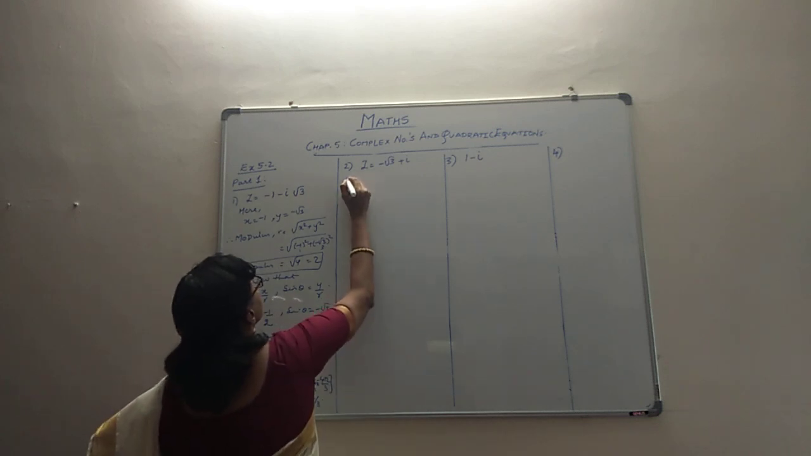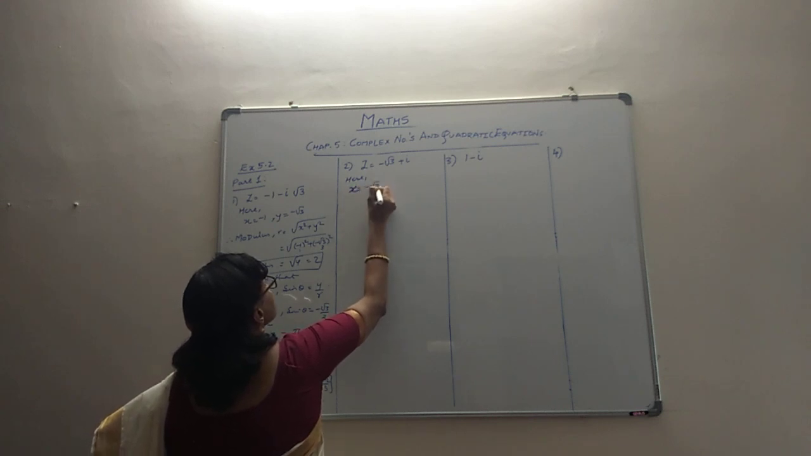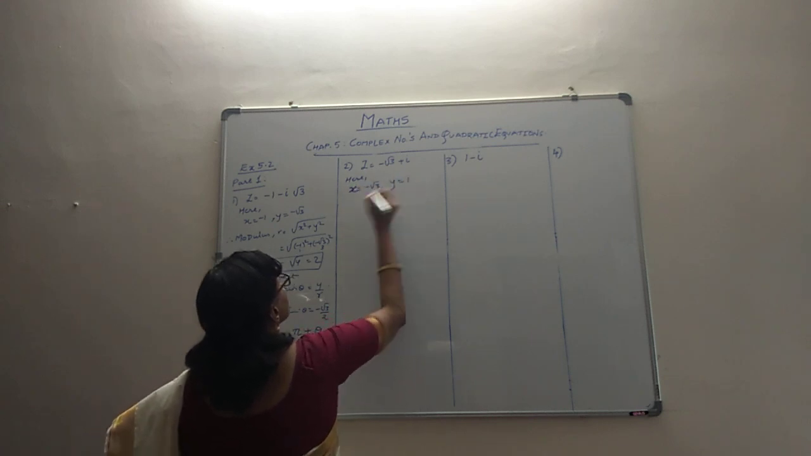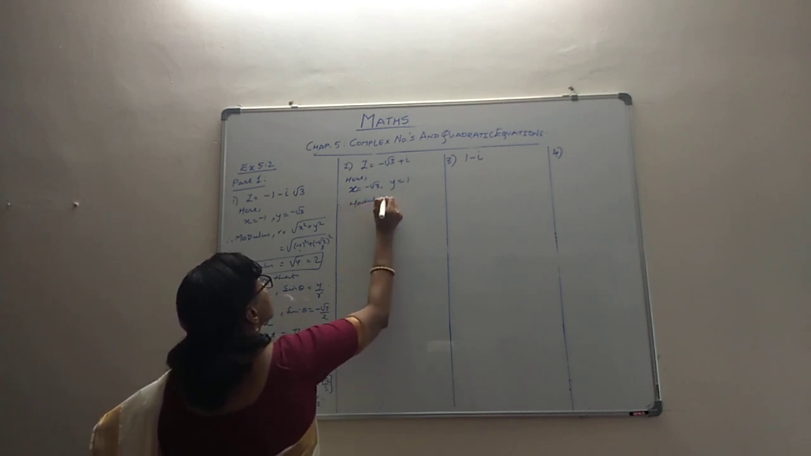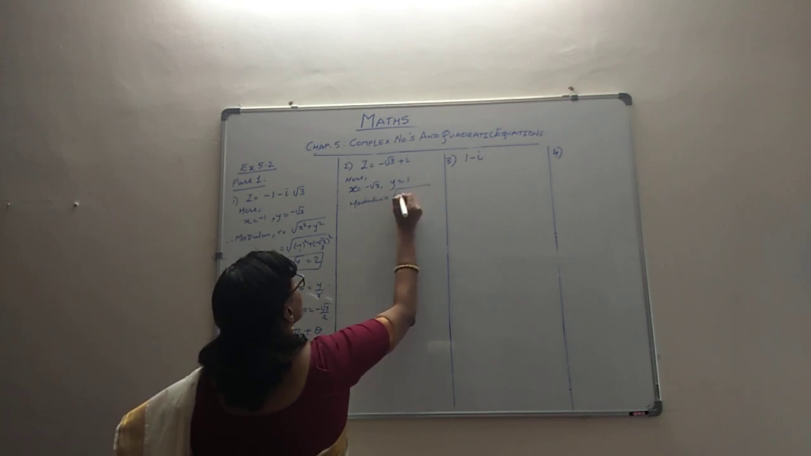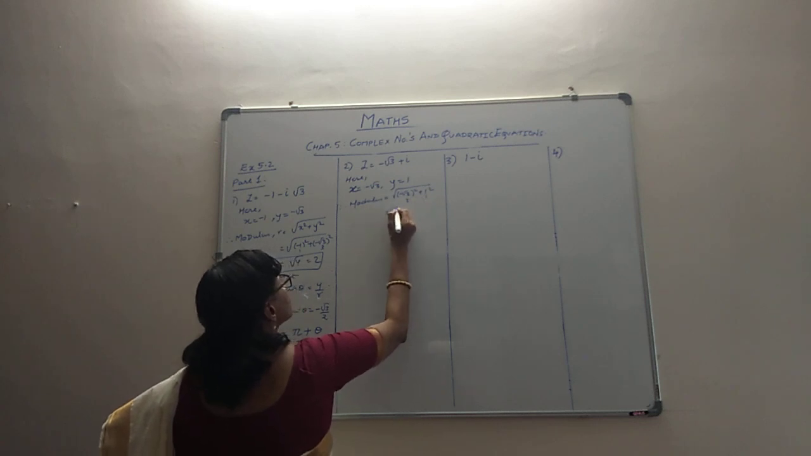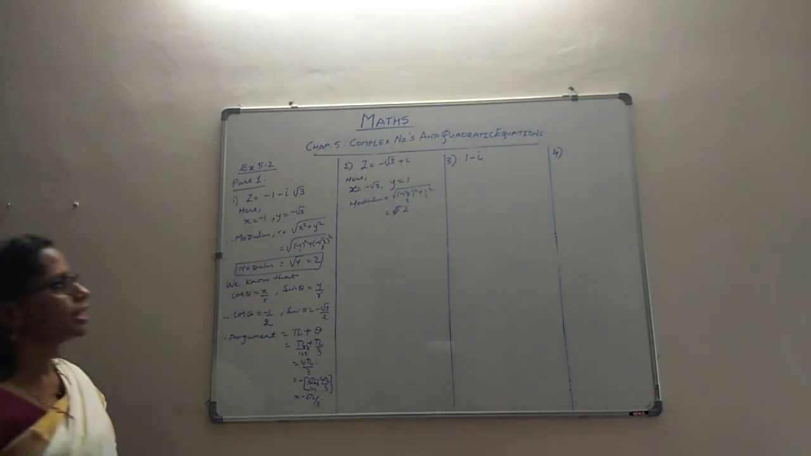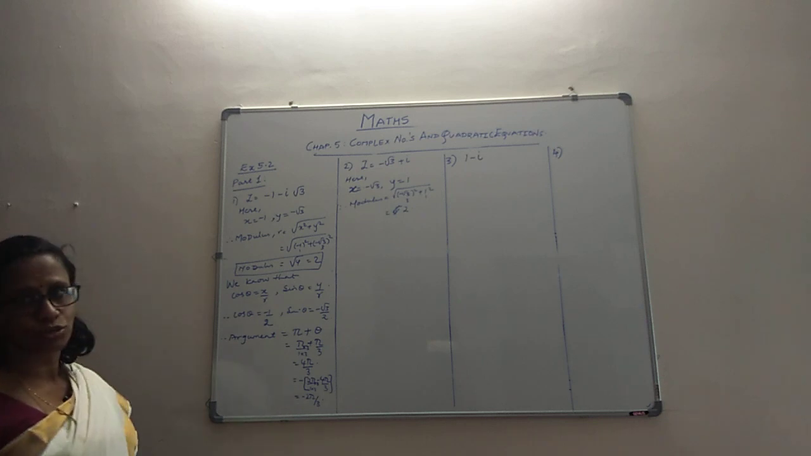Here again, let's identify the x. It's minus root 3. The y is 1. So the modulus is root of minus root 3 squared plus 1 squared. So that's 3 and 1, 4, root 4, so 2. Right, 3 plus 1 is 4 and you're getting 2. So we have got the modulus as 2.